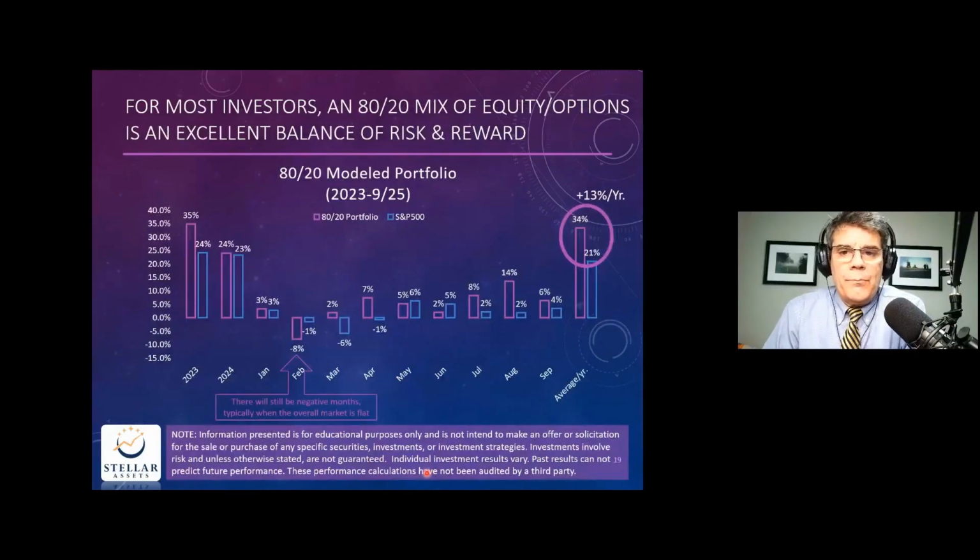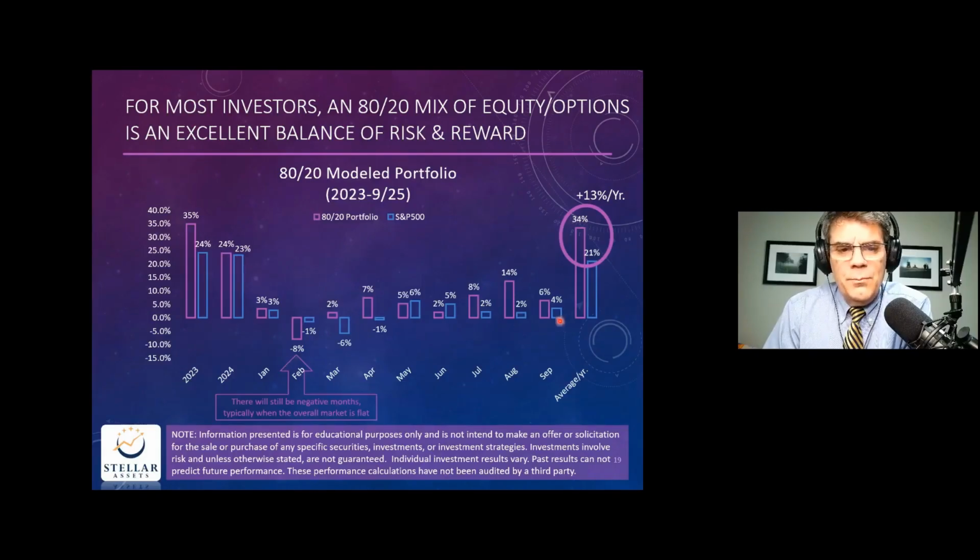Now, for most investors, what is the right percentage of equity and options? We find that an 80-20 mix provides an excellent balance of risk and reward. And you can see from this graph how an 80-20 portfolio would have performed over the last few years. So in 2023, the 80-20 would have done 35% return versus a very healthy 24% in the market. We've had 3 really good years in the market. The 2024 market did 23%, and basically the 80-20 stayed even with that.